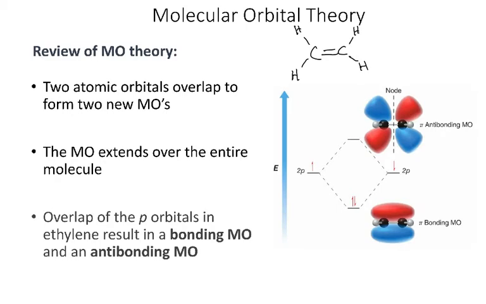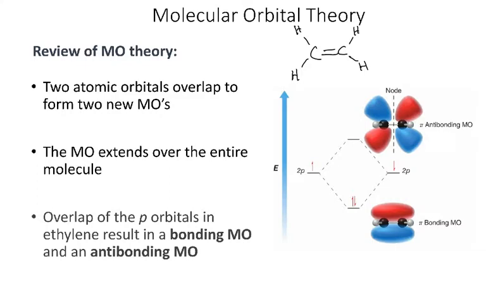And so we have 1 p orbital on each of the carbon atoms, and so that's going to give us 2 molecular orbitals. We're going to get the bonding pi orbital and the anti-bonding pi orbital. The bonding orbital is lower in energy. Each of those carbons contributes 1 electron, and they both end up in the bonding molecular orbital.